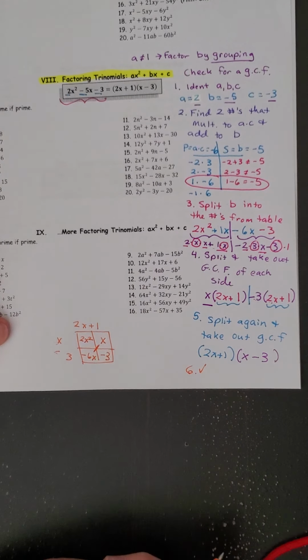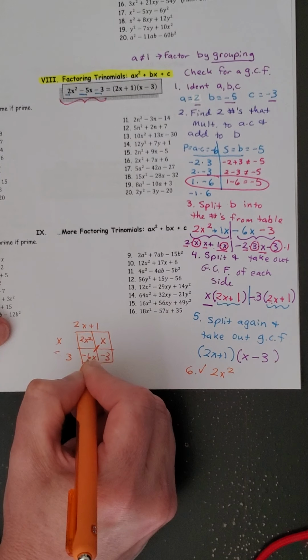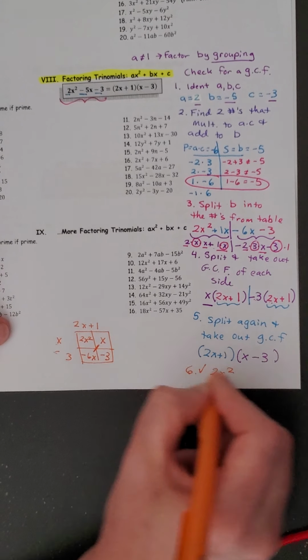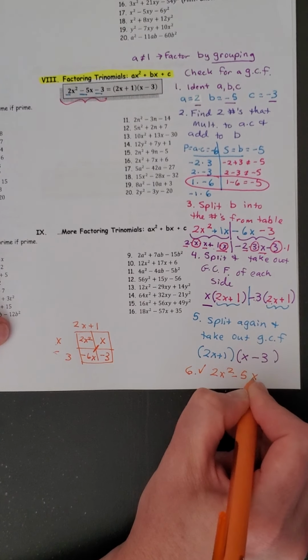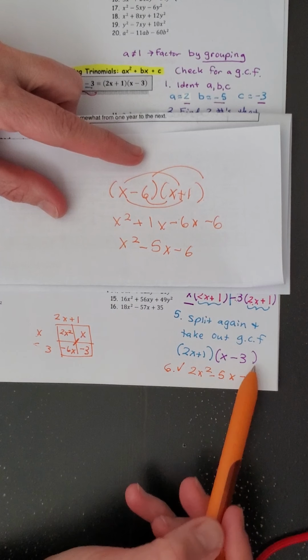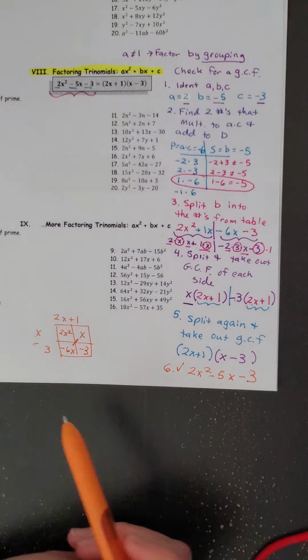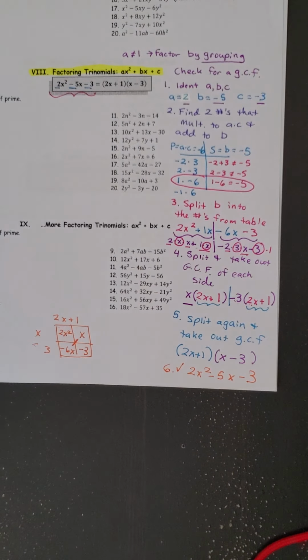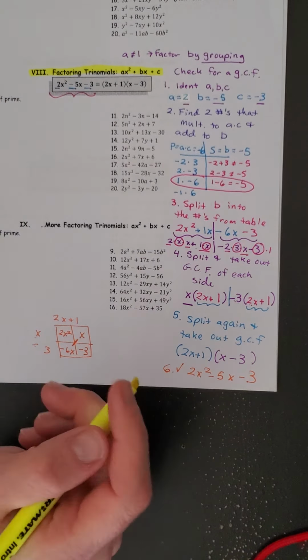Again, here's our like terms, so I can combine these. So I have 2x squared, that can't combine with anything. Negative 6x plus 1x is negative 5x, and then minus 3. And that is what I started with right here. So you can see the difference between this answer and this answer. They're very different.